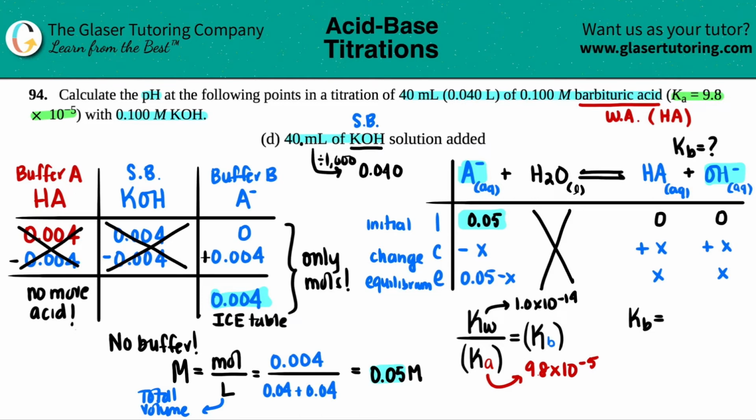So let's figure that out. Kb equals the Kw, 1.0 times 10 to the negative 14th, divided by the 9.8 times 10 to the negative fifth. Let's find out that Kb value that we're going to use. So 1 times 10 to the negative 14th divided by 9.8 times 10 to the negative fifth, and we get 1.02, that's good enough, times 10 to the negative 10th.